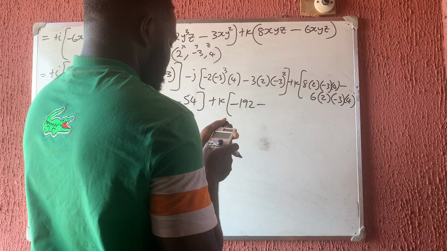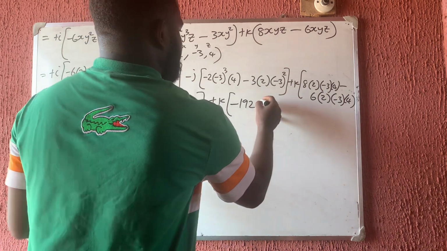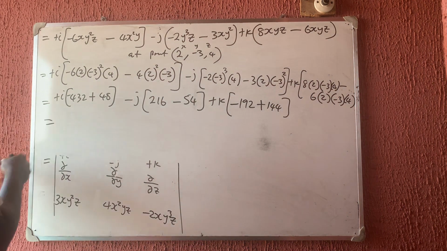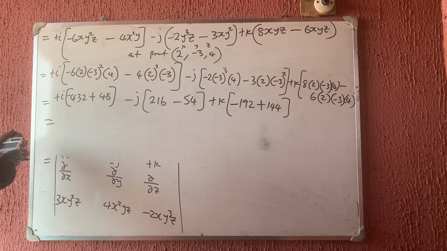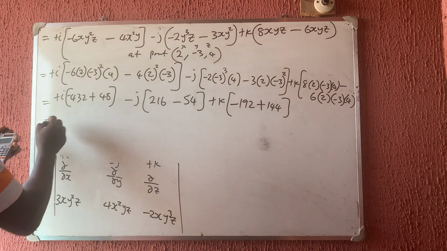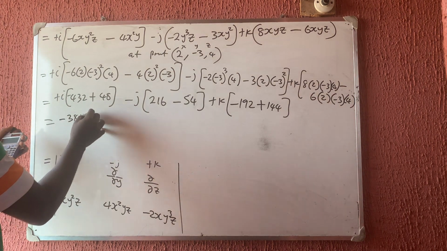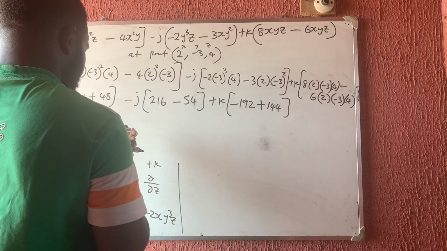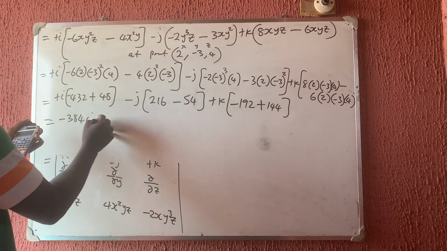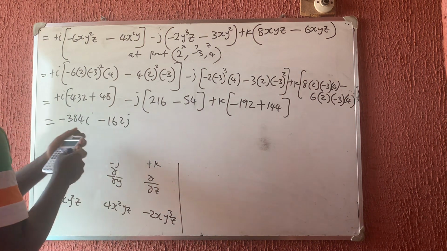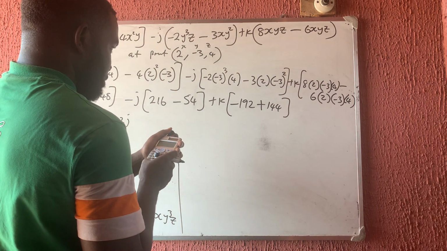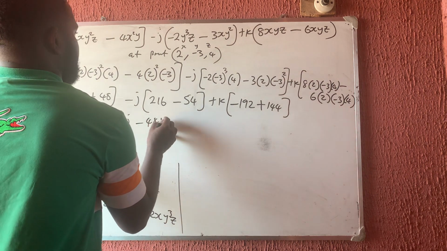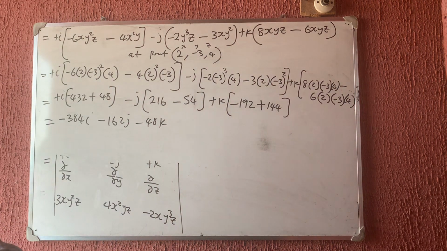Sorry, 6 times 2 times 3 times 4. So minus minus makes it plus 144. Okay, so this will now be equal to, do it now, minus 432 plus 48. I'm having minus 384i. Okay, 216 minus 54. So I have minus 162j, 192 minus 144. I have minus 48k. So that is that for that.